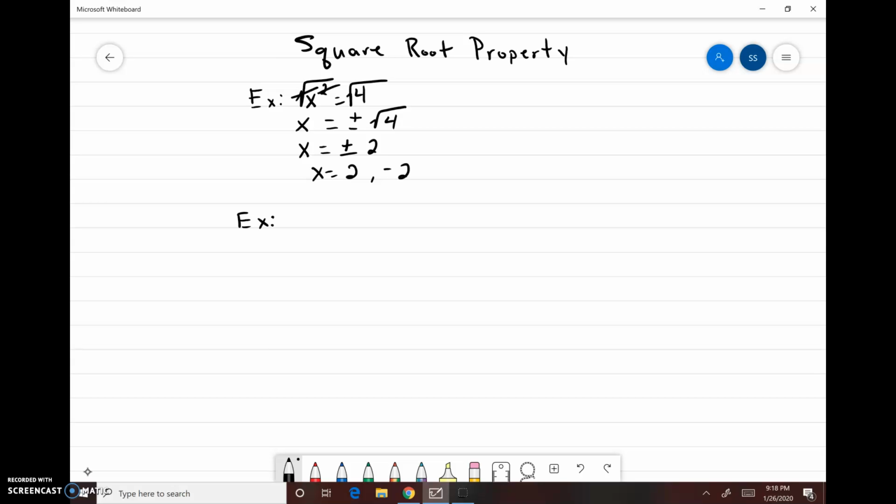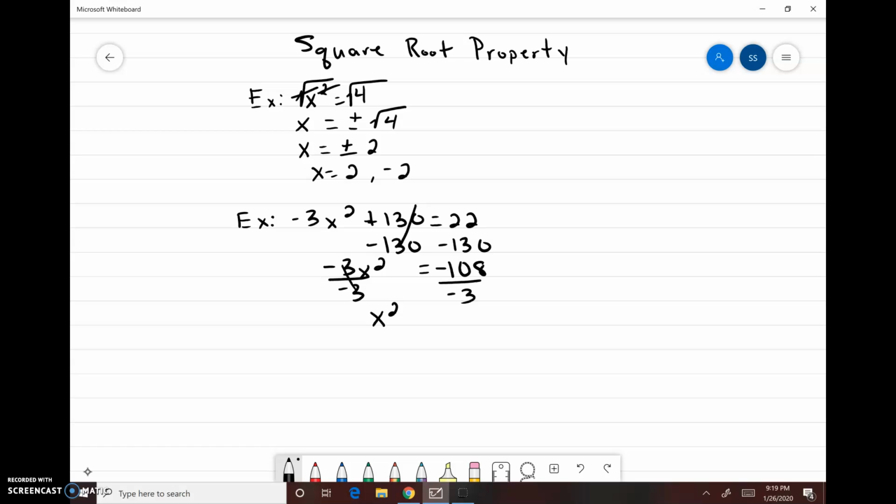Let's say we want to solve negative 3x squared plus 130 equals 22. So again, remember, we want to first get that square term isolated. So we're going to subtract the 130 from each side. It's going to cancel on the left, leaves us with just the negative 3x squared. And then 22 minus 130, that gives me negative 108. Now divide each side by that negative 3. That leaves us with x squared equals 36.